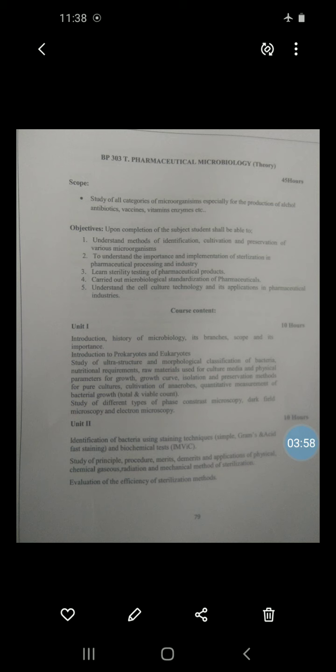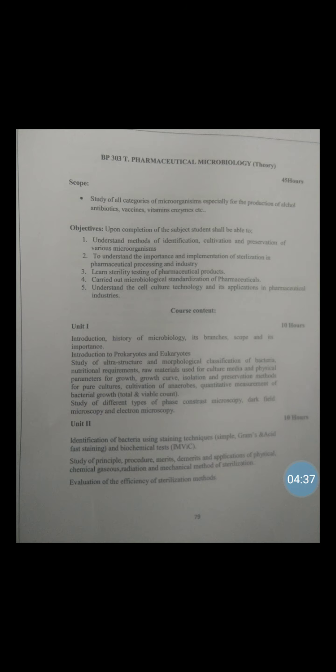Then we will see the procedure. In ionizing radiation, first is gamma ray sterilization, second X-ray sterilization, then electron accelerator, and microwave linear accelerator. We will see them one by one.